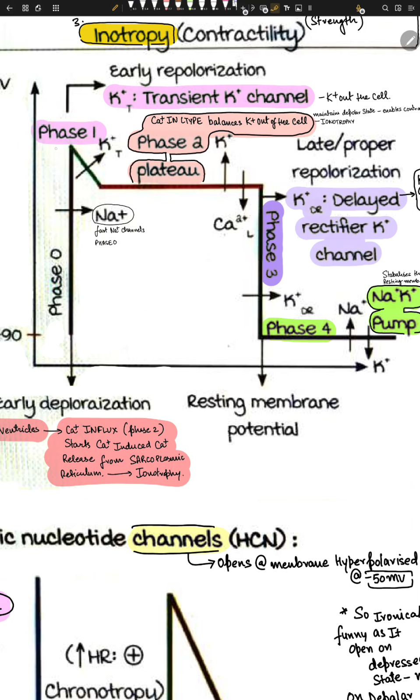So it jumps, and then phase 0 is over, and now the cell is really depolarized. Now, once the cell is depolarized, this is phase 1. It depends upon transient potassium channels. Now, these are transient. It means they are short-lived. They are for a short time. So in phase 1, the potassium is pushed outside the cell.